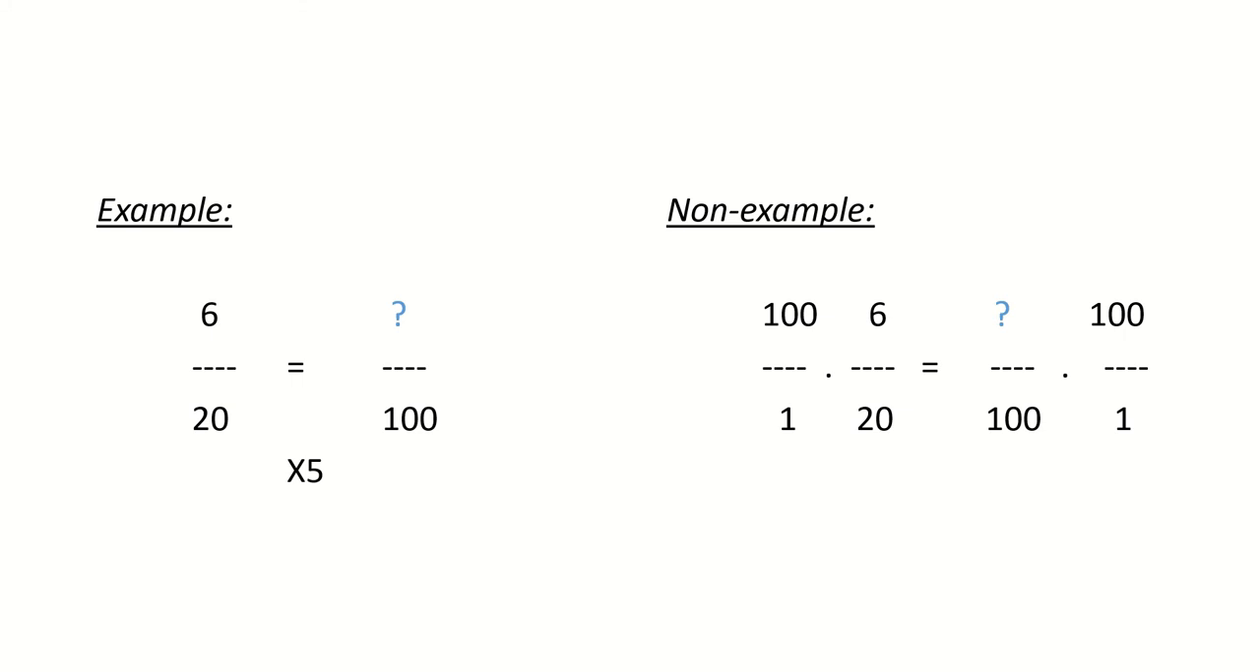What do you do with this 5? What more to the equation do you need? Correct. What we do to the bottom number, we have to do to the top number. So 6 times 5 equals what? It would equal 30/100, which would give us 30%.